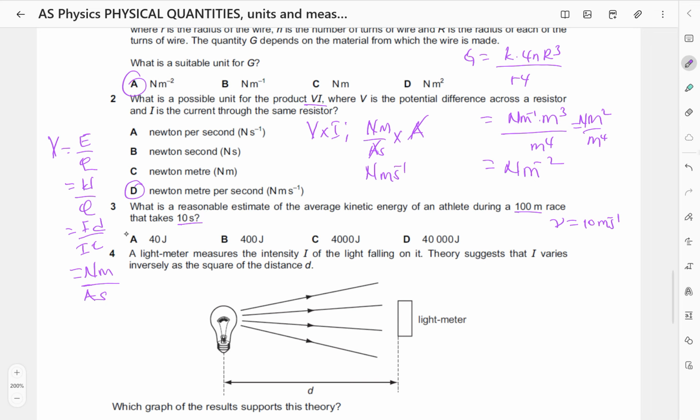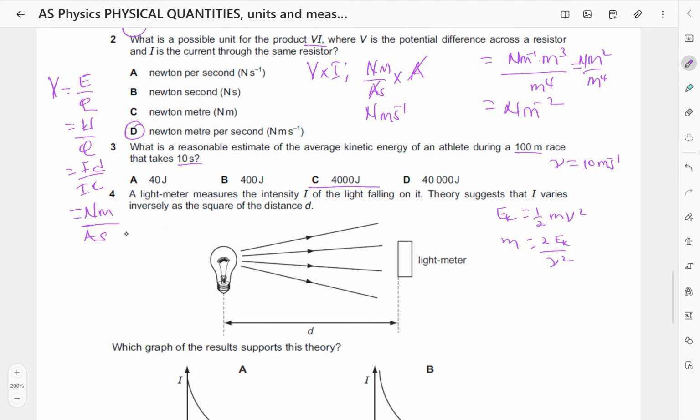So we are just going to check which mass each of these energies gives. Remember, kinetic energy is a half m v squared, so m is twice kinetic energy divided by v squared. I will check only this one here because I know that is going to be the answer. So m is going to be 2 times 4,000 divided by 100, because it's v squared. This gives us 80 kilograms.